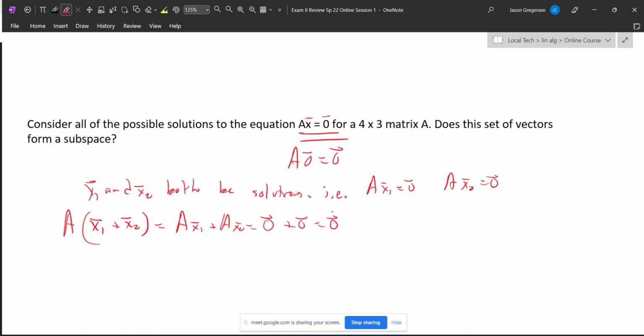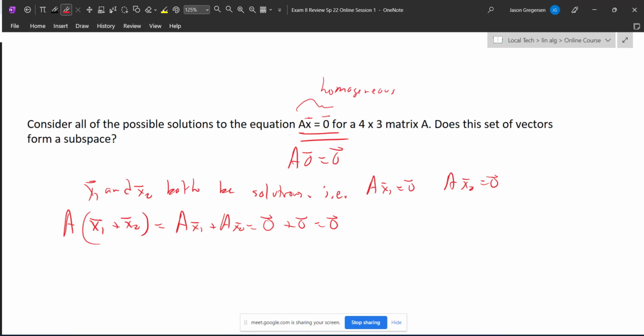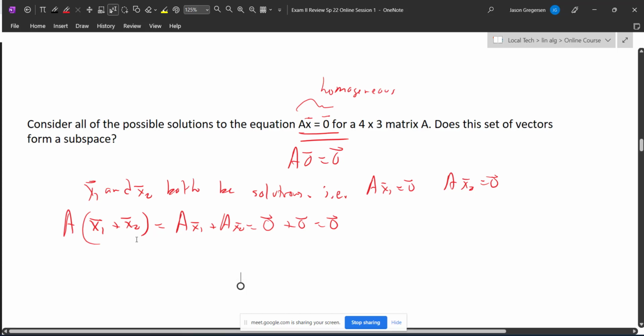So the set of all solutions to AX equals B was not a vector space, but the set of all solutions to AX equals 0, the homogeneous equation, is a vector space. In fact, it's kind of a famous vector space, and we have a fancy name for it. What is the name of this vector space? The null space. Absolutely, the null space. So this is the null space.